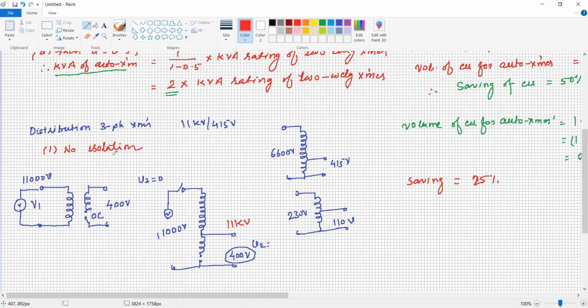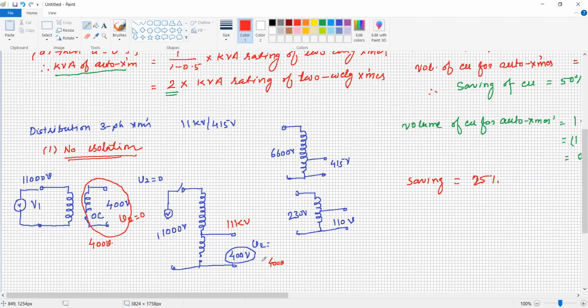So because of this very important reason, with any fault in the secondary winding in the two-winding transformer, the voltage V2 goes to the 0 value. There is no harm to the people working on such a circuit, because our secondary circuit and its insulation are designed only for 400 volt, and we are using equipment designed at 400 volt.